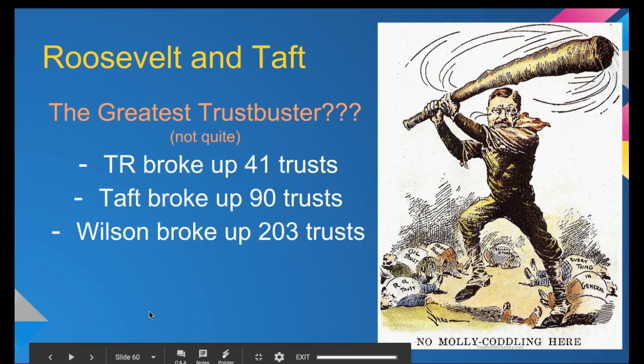So why do you think TR gets the nickname Trust Buster? Why do we call him the Trust Buster instead of Woodrow Wilson? Think on that for a second. Most of you are probably thinking along the lines that TR was the first to do it. And that is right. All right, he was the first trust buster, so therefore that's kind of what we remember him for. His presidency set the stage for the following presidents to continue to break up these big trusts.